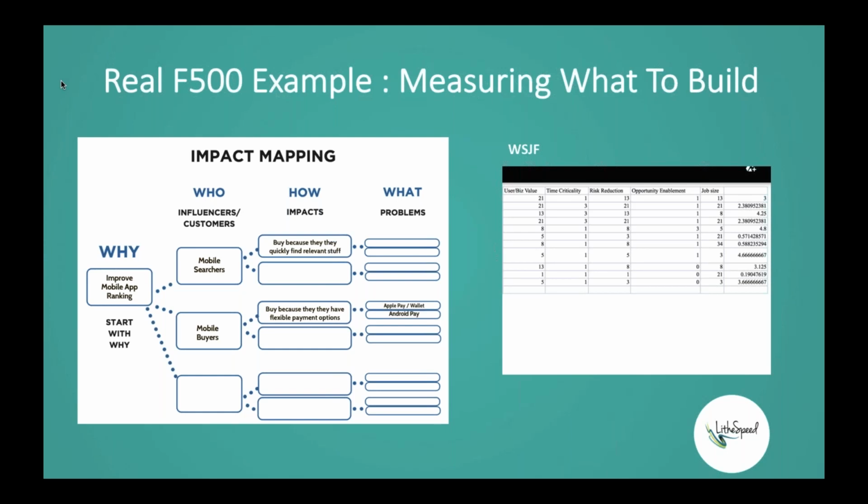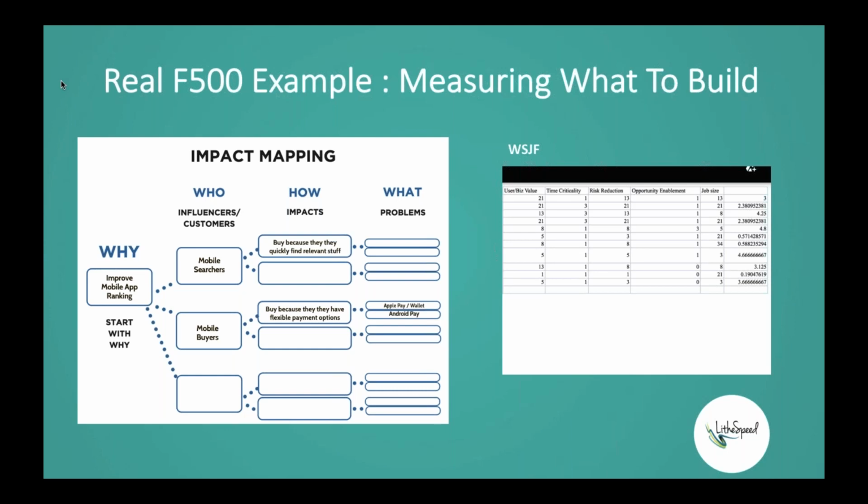And you see in the middle of the impact map, it says Apple Pay / Apple Wallet and Android Pay, for example. Making purchasing easier, faster, more flexible on the mobile app. This organization felt was going to be very impactful in terms of improving the usability of the app and improving the scoring of the app relative to the competitors.